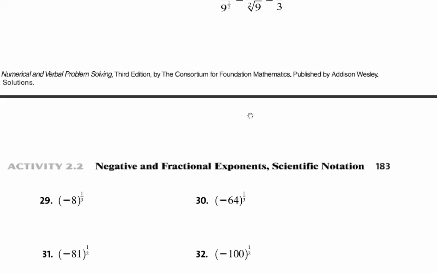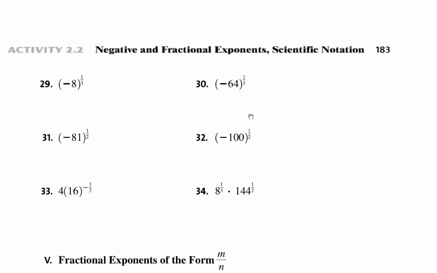Let's take a look at number 30. All right, so I have negative 64 raised to the 1/3. And notice everything's in the parentheses. So let's rewrite this. Since the 3 is in the denominator, I place that in my index. The exponent's positive, so I don't have to do anything in terms of moving it up or down. So I have the cube root of negative 64. What number multiplied by itself 3 times gives me negative 64? Well, negative 4 times negative 4 times negative 4 is negative 64. So the cube root of negative 64 is negative 4.